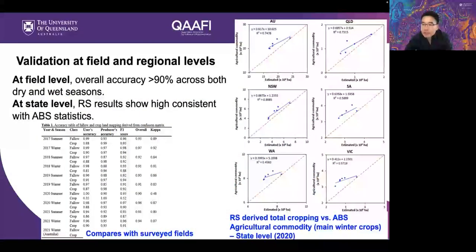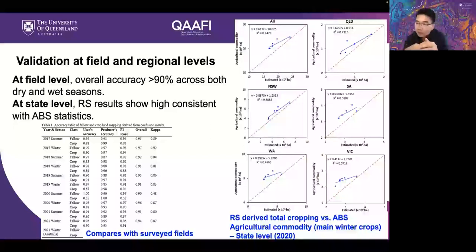And here we are showing how well our proposed method for identifying cropping seasons from satellite images matches up with the actual data. This has been done at both field level and aggregated regional level. First, at the field level, we compared our satellite results with the over 3,000 surveyed field polygons across the whole of Australia, also covering multiple seasons. The results showed more than 90% accuracy in most seasons, both dry and wet.